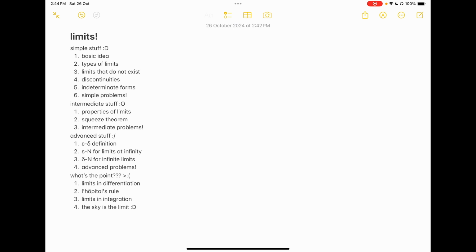So firstly is the simple stuff, where I introduce the basic idea of a limit and where you can apply a limit. And then I move on to intermediate stuff, where I talk about the properties of limits and the squeeze theorem. After that, there will be the advanced stuff, where I introduce the more formal definition of a limit, as well as how we can prove using that definition. And finally, we talk about what even the point of limits is in calculus for things like differentiation and integration.